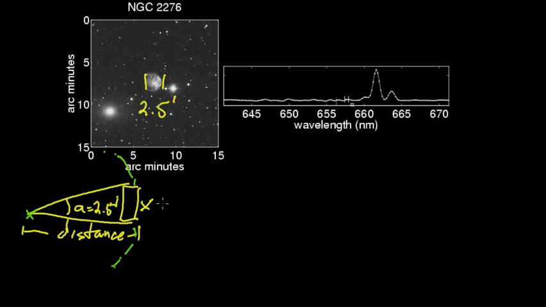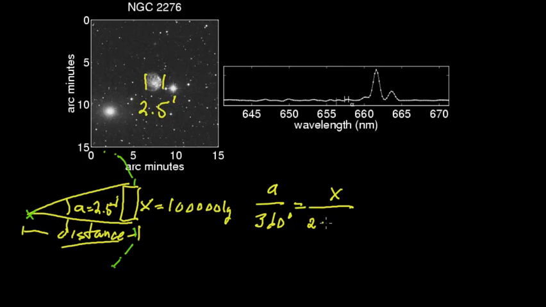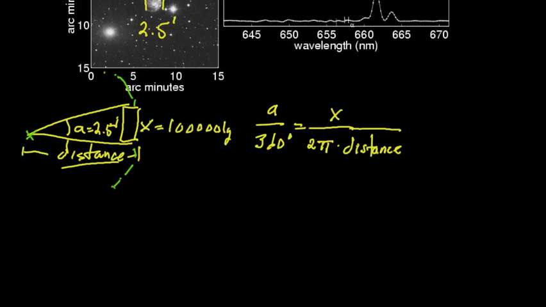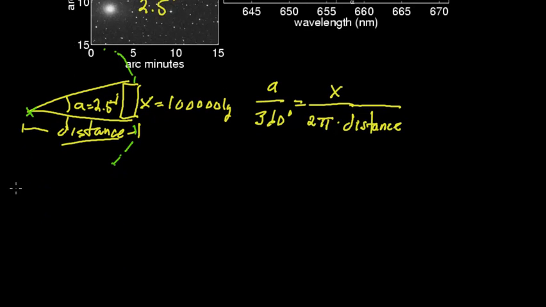Okay, we're going to make the assumption that the actual size is the same size as the Milky Way galaxy, and that's about 100,000 light years across, and we're going to want to find the distance. And we know that they are related by doing the ratios. A over 360 degrees, so the angular size over 360 is equal to the actual size over 2 pi times the distance.